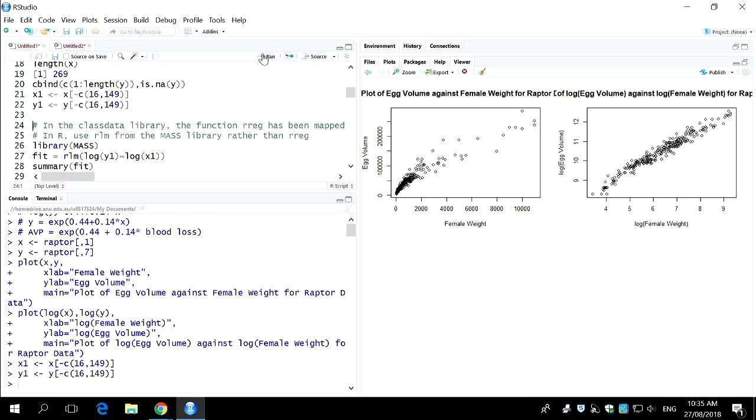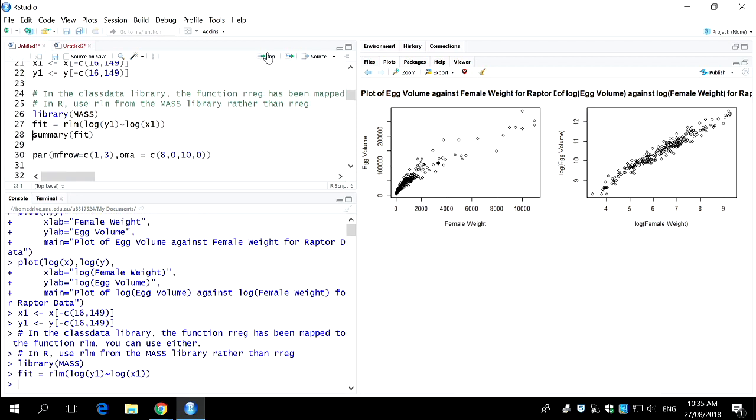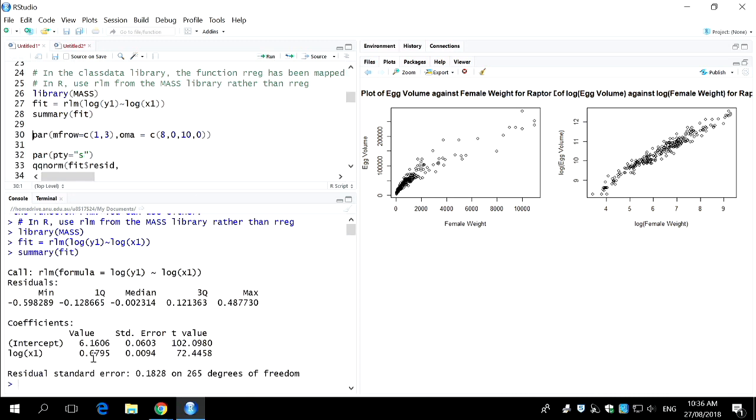RLM is not tolerant of missing values, so you need to clear them out before you go. So I'm just going to fit a model relating log y to log x over here. Okay, and now I'll have a look at a summary of the fit. There's my summary of my fit right there.